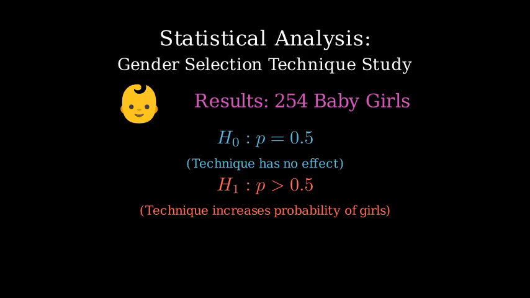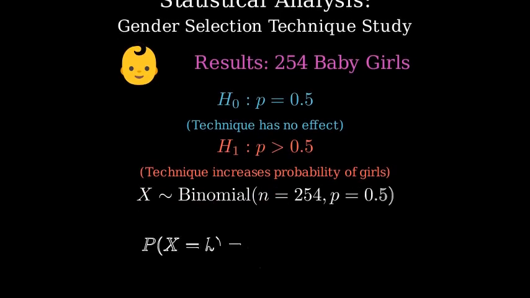having a girl. To test our hypothesis, we'll use a binomial test since we're dealing with a binary outcome, girl or boy, over multiple trials. Under the null hypothesis, the number of girls follows a binomial distribution with n equals 254 trials and probability p equals 0.5. Let's visualize what we expected versus what we observed.